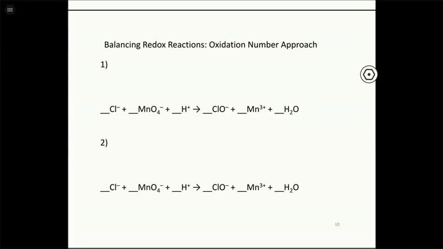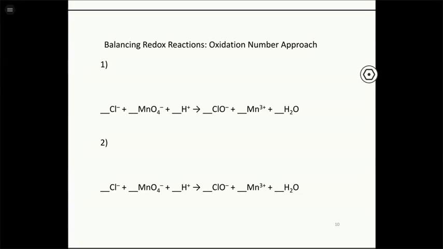So if you have a net charge on the reactant side, you have to have the same charge on the product side. So there's a lot going on here, and just trying to randomly add coefficients for these is almost never going to work. So you definitely want to learn how to use the oxidation number approach to balance these, which is what I'm going to show you today.